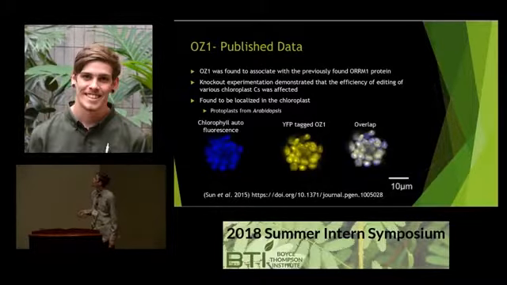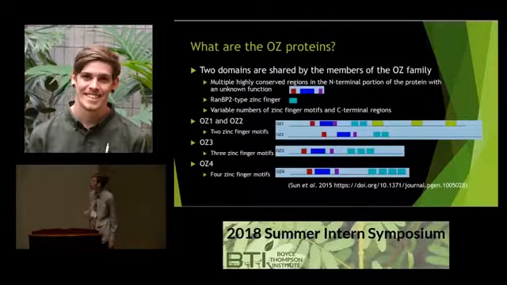So what are the OZ proteins? There are two domains that are shared by the members of the OZ family. One consists of multiple highly conserved regions at the N-terminus, represented by the red, blue, and purple boxes. The other is a RAN-BP2 type zinc finger. At the C-terminus, there's more variability. There's also variability in the number of zinc finger motifs present. OZ1 and 2 each have 2 zinc finger motifs, whereas OZ3 has 3, and OZ4 has 4.